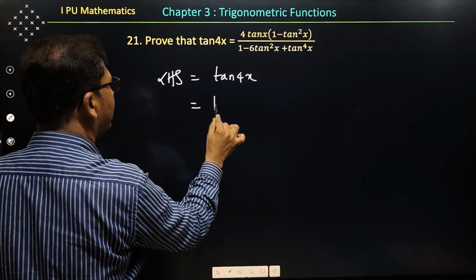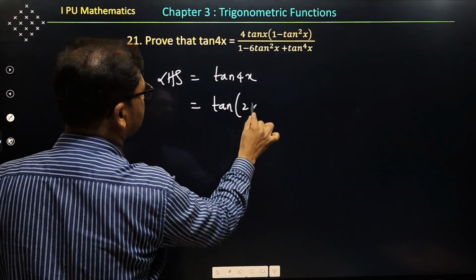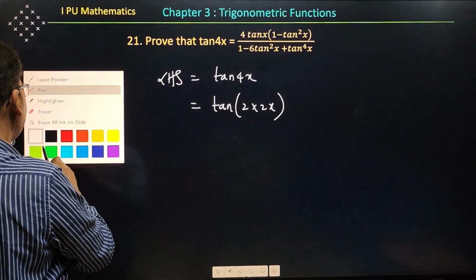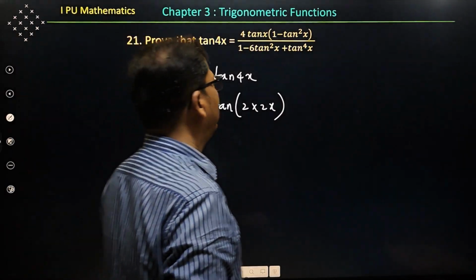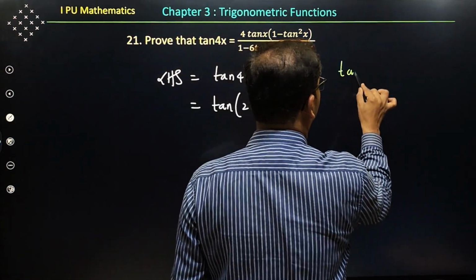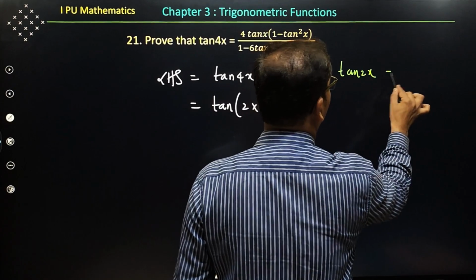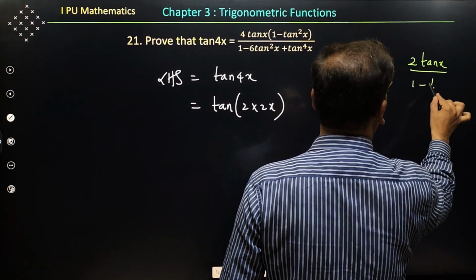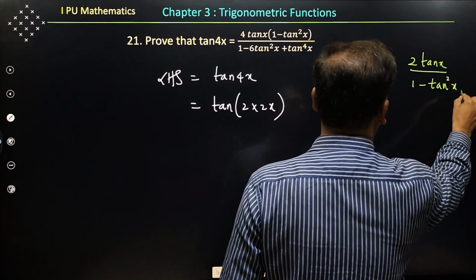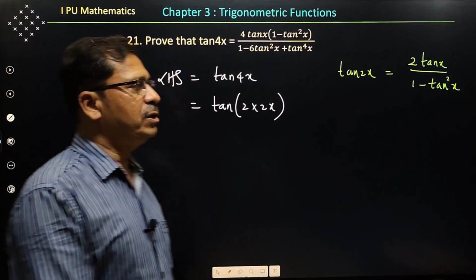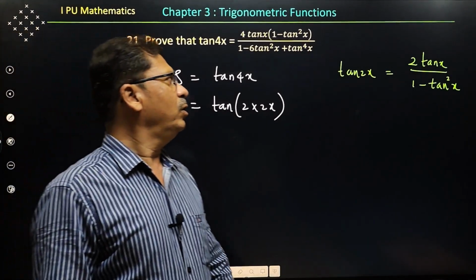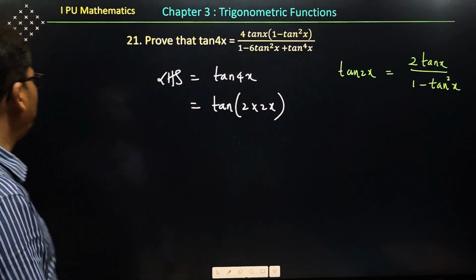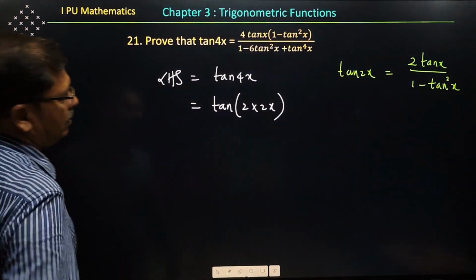This one I can write as tan of 2 into 2x. Now at this stage let me use the result: tan 2x is equal to 2 tan x divided by 1 minus tan square x. Recall this formula, tan 2a equals 2 tan a divided by 1 minus tan square a. I would like to use this formula at this stage.